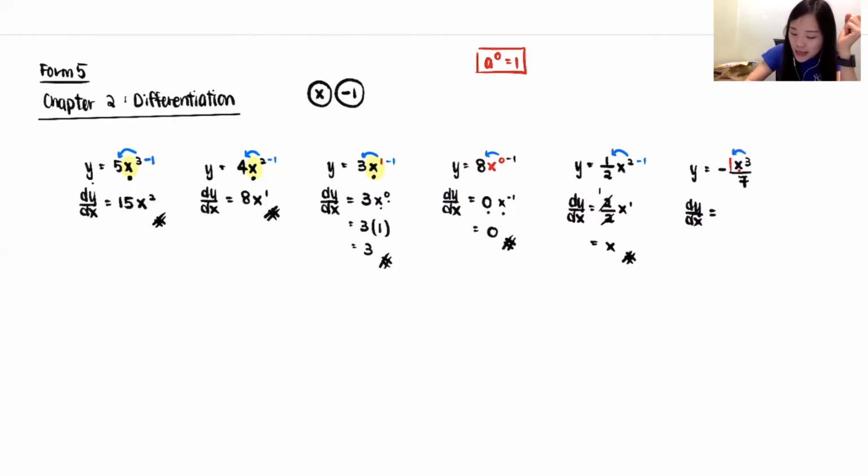So 3 times negative 1, isn't it negative 3? And then power minus 1. Power, if I minus 1, isn't it become power 2? Bottom, it is still a 7. Ta-da! That. Understand all, guys? I just times and minus 1 throughout the whole example.